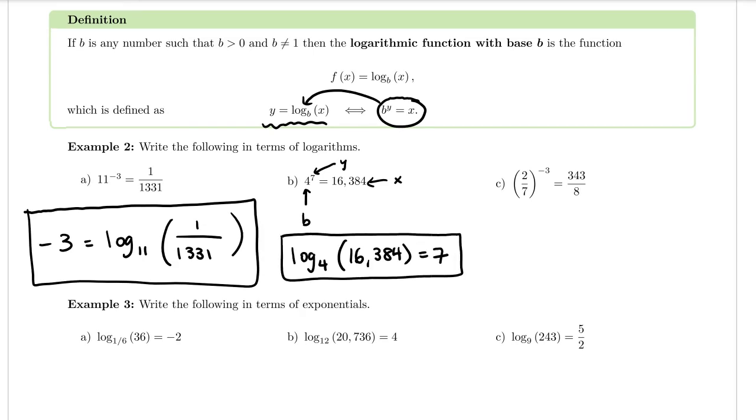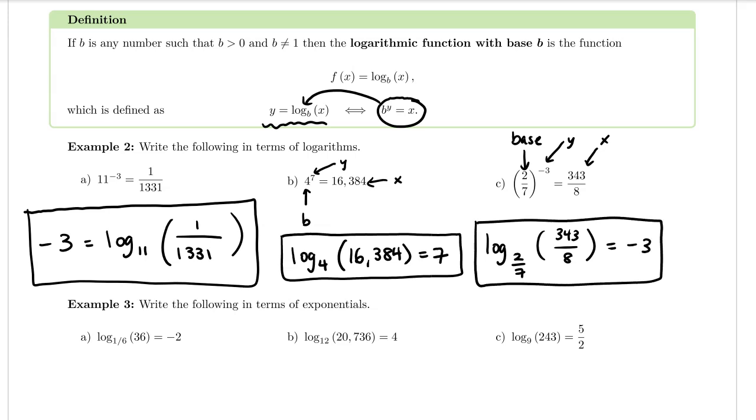In part C, we have 2/7 raised to the negative third power is equal to 343 over 8. So again, we want to write this in the logarithmic form. This thing here represents our base B. So I'm going to write log base 2/7 of, here is our x value, 343 over 8 is equal to, and then this exponent represents our y value, -3. So this is how we would write that in logarithmic form.